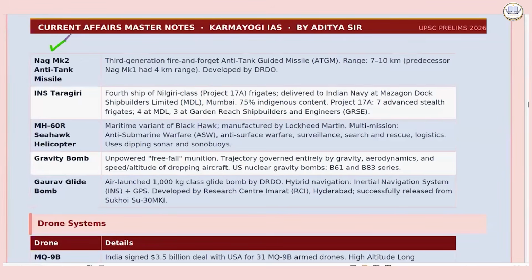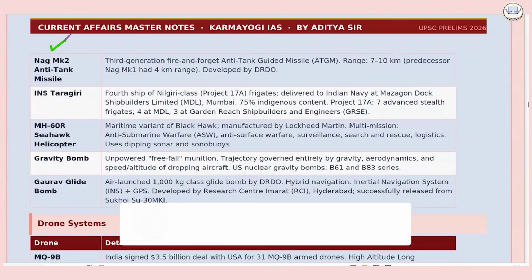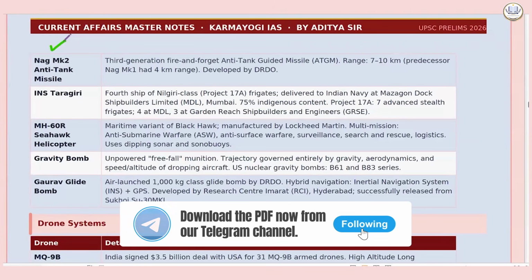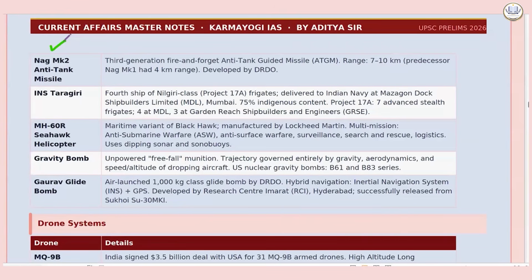Then 75% indigenous content. Project 17A has 7 advanced stealth frigates, 4 at MDL, 3 at Garden Reach Shipbuilders and Engineers, GRSE. Then we have the MH-60R Seahawk helicopter. So it is a maritime variant of Black Hawk, manufactured by Lockheed Martin. And this is also important for multi-mission and anti-submarine warfare.